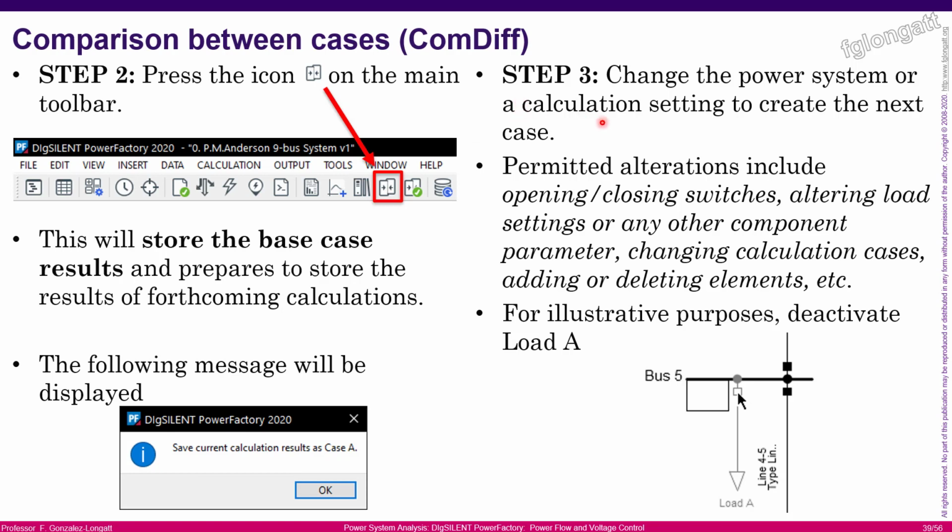Then the next step is, okay, now you are able to make the changes inside the network that you want to do. For instance, you can close and open switches, that means generators, loads, and so on. You can change the settings of a load, for instance. You can change parameters of any device, or even change calculation cases, adding or deleting components, okay? In this case, what I will do is something very simple. To illustrate the case, I will say, okay, let me switch off the load A that is located at bus bar number 5. You can click on the circuit breaker, it will open, you can see the gray color because now this device is out of service, is not connected to the grid, okay?